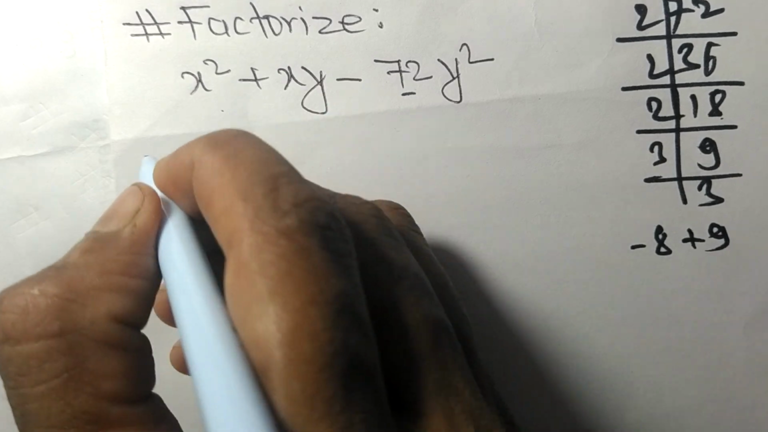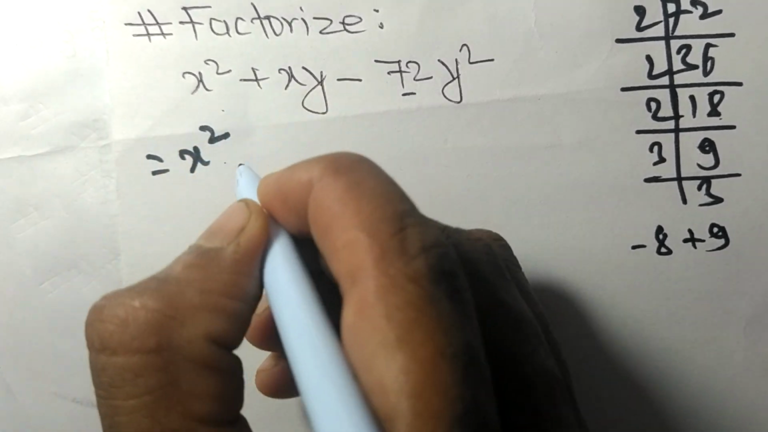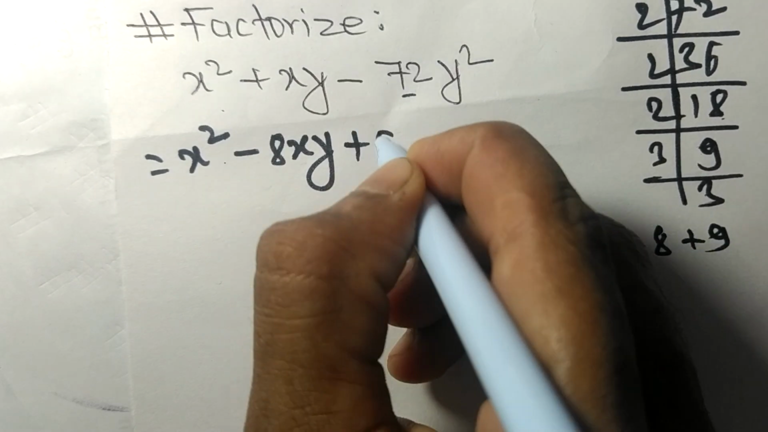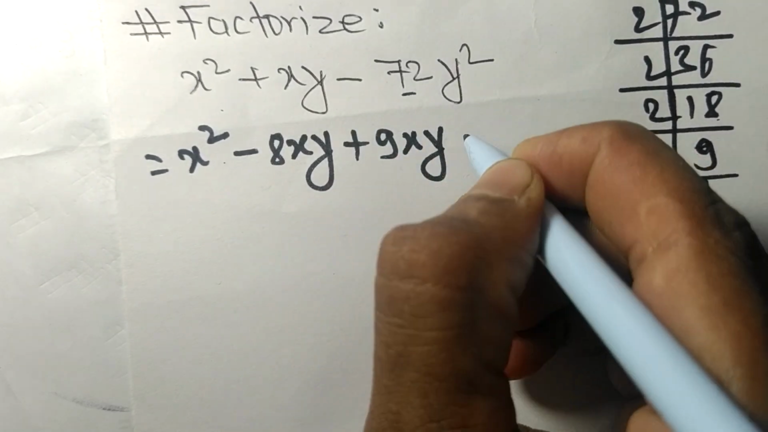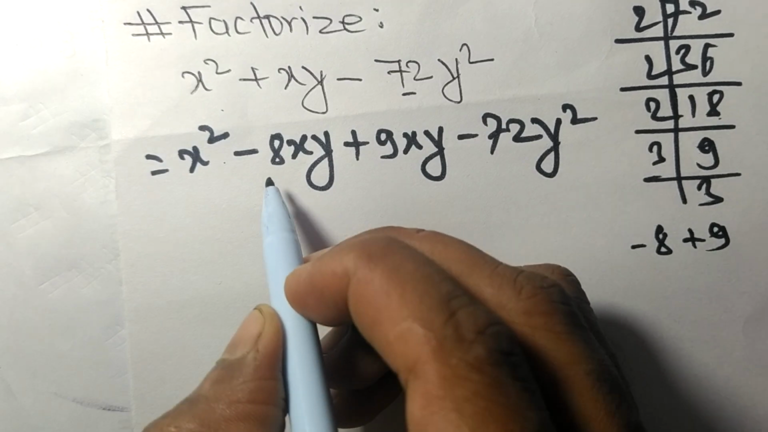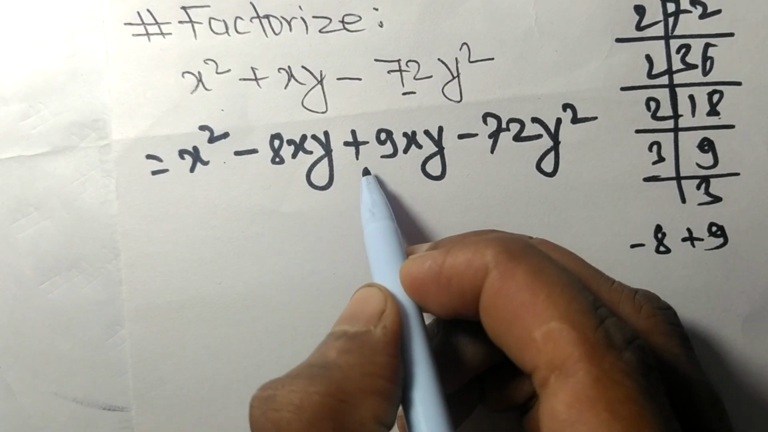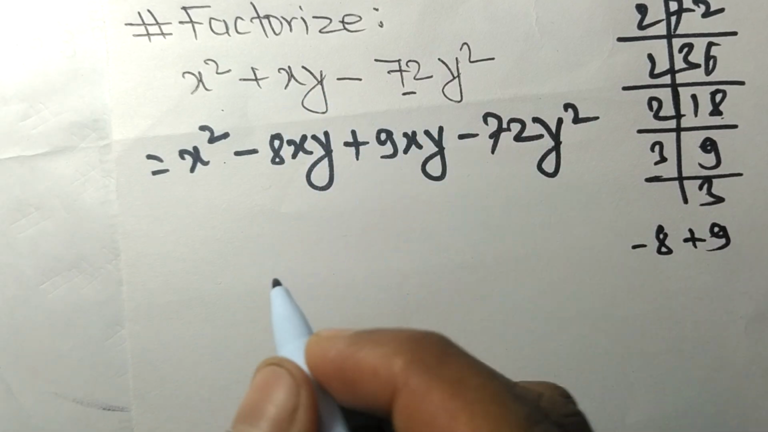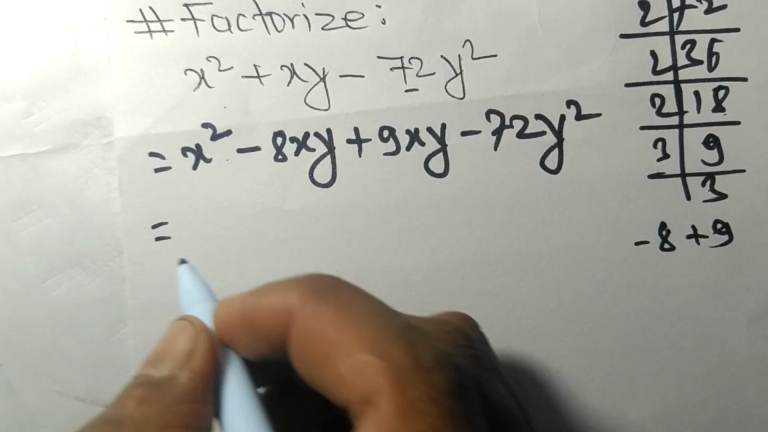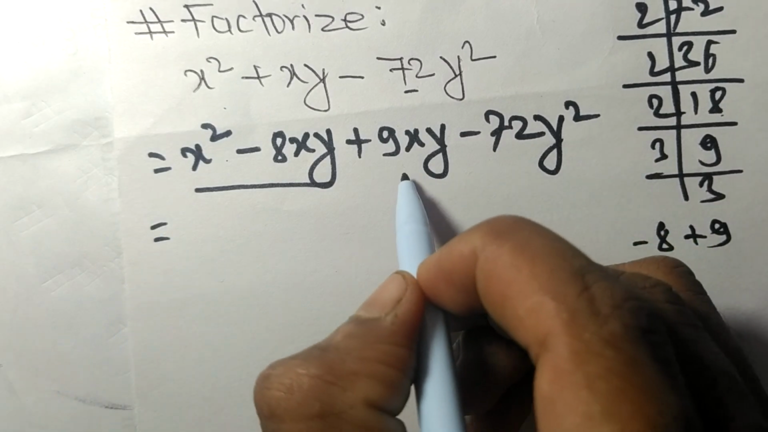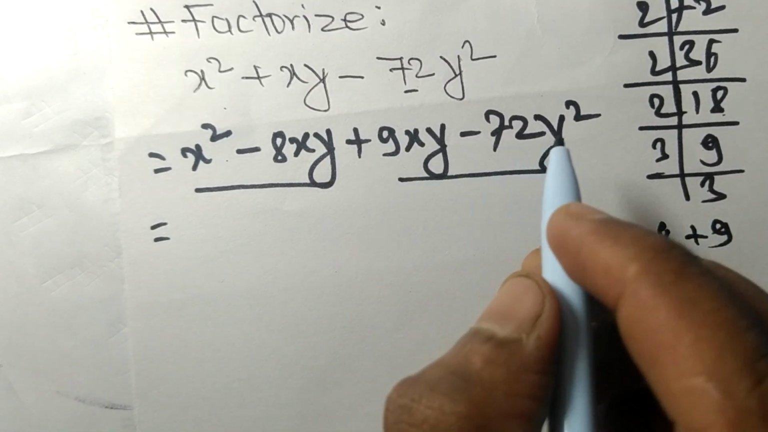So it becomes x square minus 8xy plus 9xy minus 72y square. So minus 8xy plus 9xy means it is plus xy. So now we find out the commons in both the first expression and both the last expression.